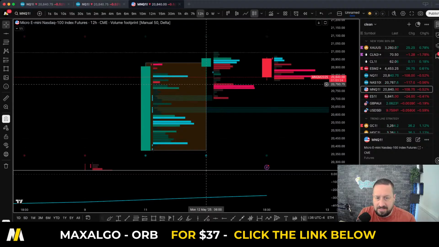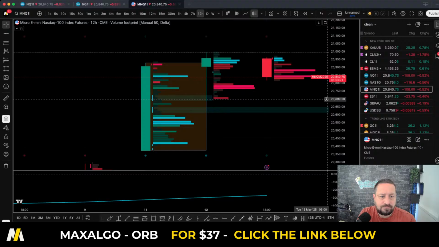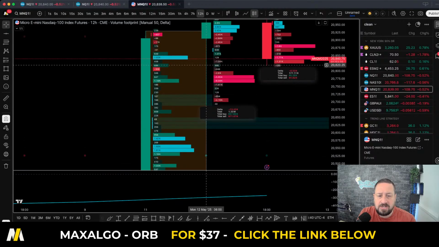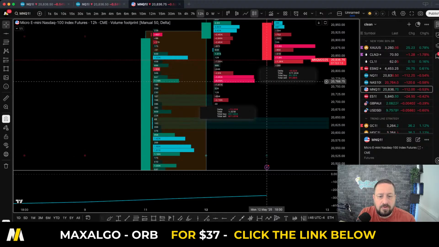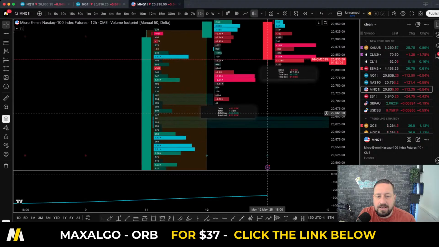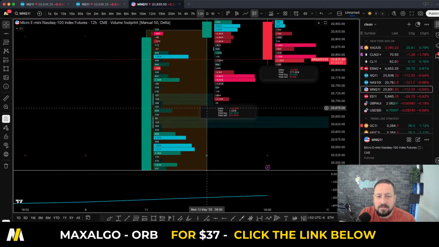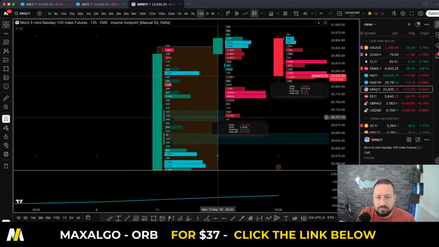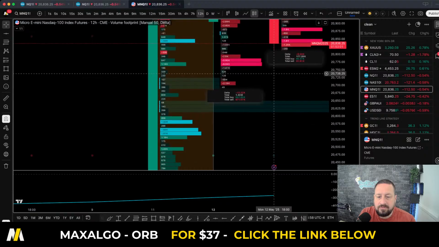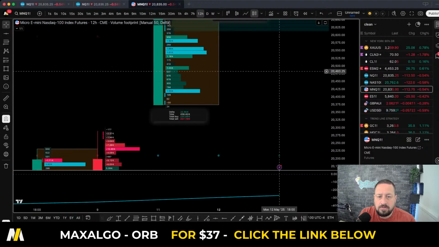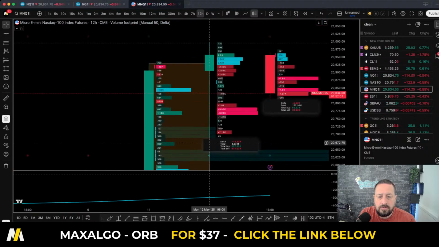Interesting, a lot of sellers stepped in around here. Couldn't push price back up, so I'm wondering whether this will be an area where we'll see volume kick in again. So you can see there was negative delta yesterday, but they weren't able to hold price in the New York candle. Price still pushed up.